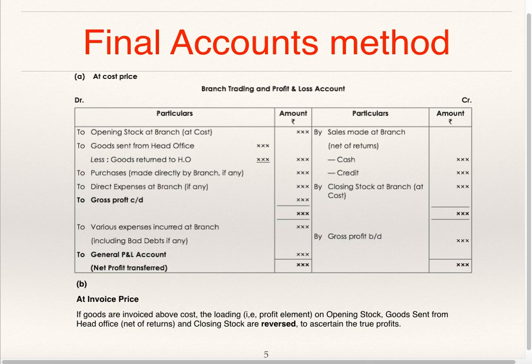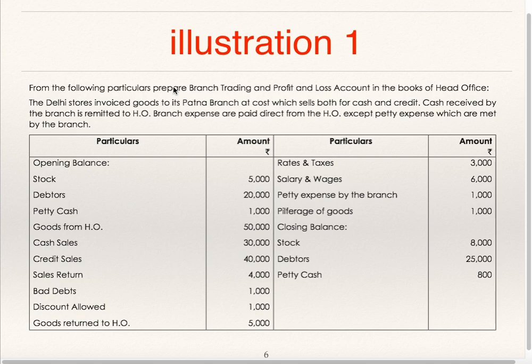Now we'll see some illustrations. Illustration first. From the following particulars, prepare branch trading and profit and loss account in the books of head office. The Delhi stores invoiced goods to its Patna branch at cost, which sells both for cash and credit. Cash received by branch is remitted to head office. Branch expenses are paid direct from the head office, except petty expenses which are made by branch.